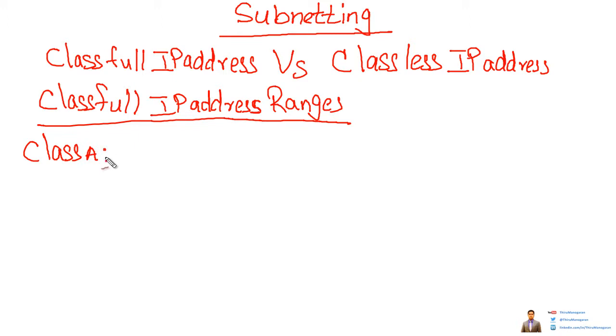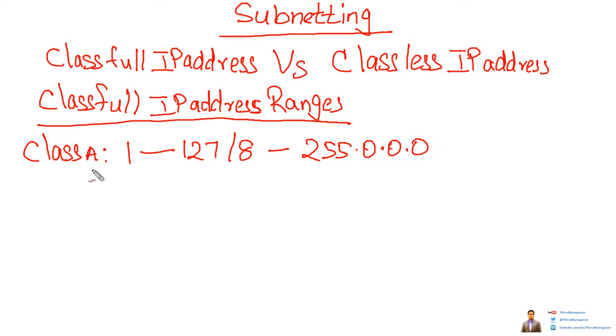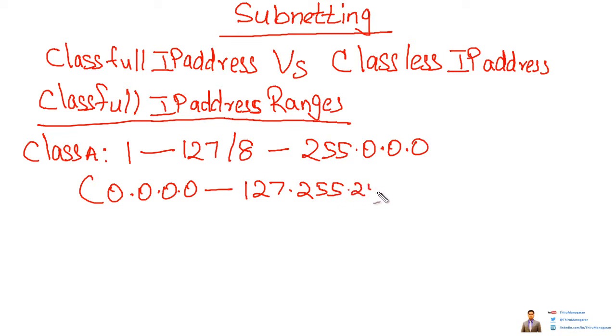IP address ranges. That's starting from 1 to 127 with an 8-bit mask. You can write the 8-bit mask like this: 255.0.0.0, and the range for class A IP addresses is 0.0.0.0 to 127.255.255.255.